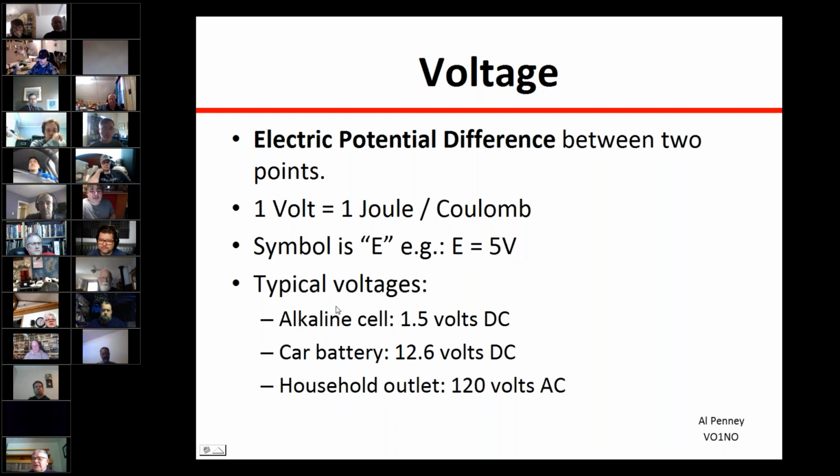Now, typical voltage on an alkaline cell, a flashlight battery, is 1.5 volts DC, direct current. A car battery, we call them 12-volt batteries, but they're actually about 12.6 volts DC, direct current. The household outlet in your wall is 120 volts AC, alternating current. And we'll talk more about AC and DC a little later on here.